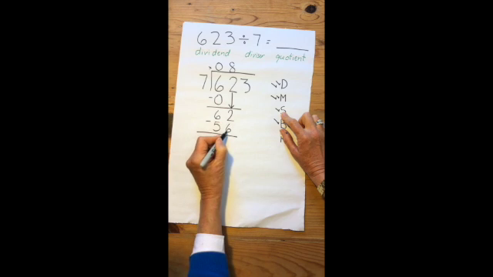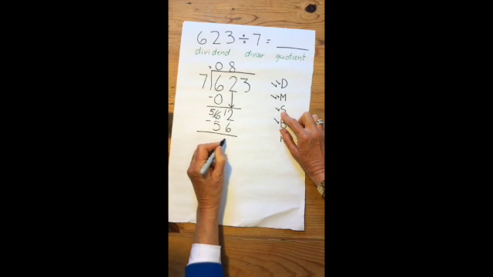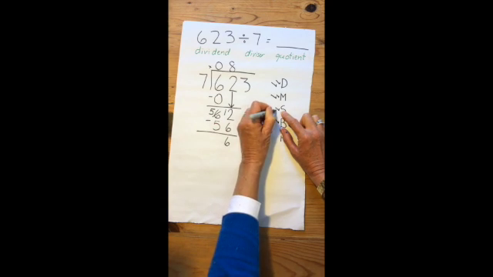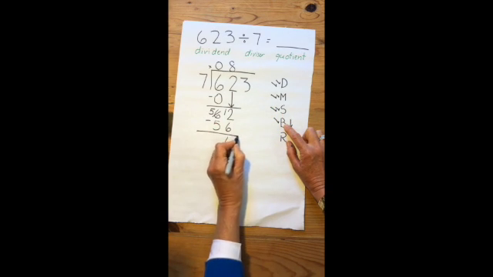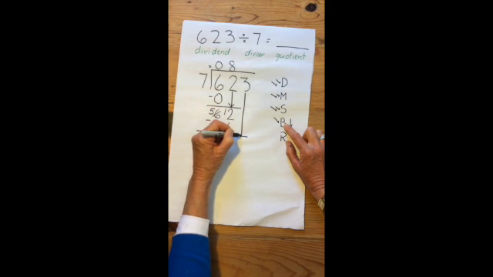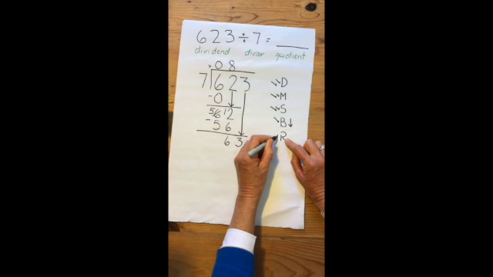I have 2. Can I take away 6? No. Go next door. Grab 10 more. 12 take away 6 is 6. 5 take away 5 is nothing. Check. And now I bring down. Remember, I'm going to bring down to this line, so this claw will drop the 3 right here. And now it says repeat. So I always forget that step.